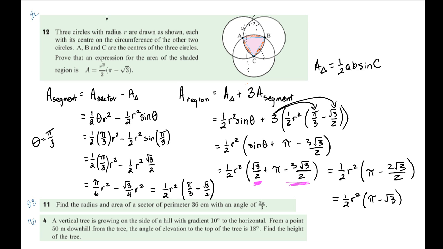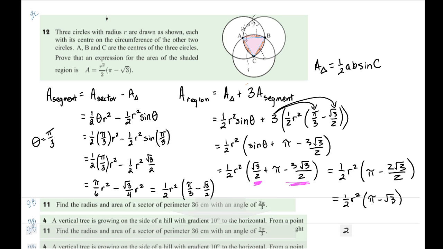Oh, they wrote it as r squared over 2, but it's the same thing. 1/2 r squared times pi minus root 3.